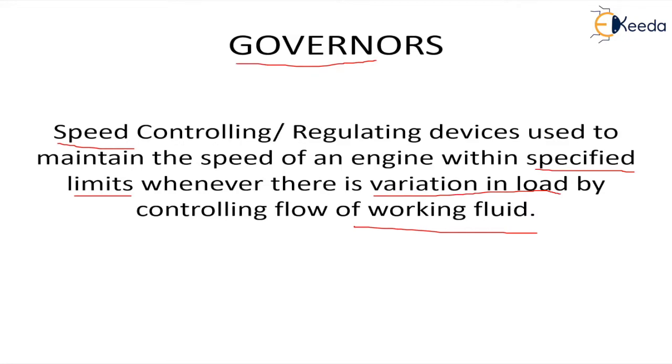Now if you go vice versa, whenever there is a decrease in load, what happens? The speed of the engine increases. Now we do not want that. Again, we want the speed to be at an average value or at a certain value. So this governor closes the valve which is passing the fuel to the engine, and the supply of the fuel reduces, and thus the speed is regulated or maintained.